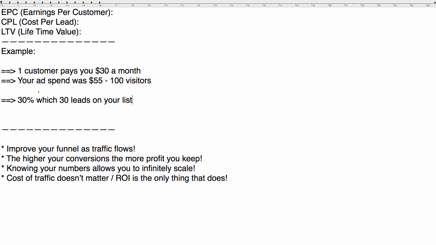So now, $55. A person might look and say, well, $55 for 100 visitors, that's a little steep, or that's above my budget. It really isn't, and I'm going to tell you why. It doesn't matter how much traffic costs. It does not matter. What matters is how much you make back. Now keep that in mind.